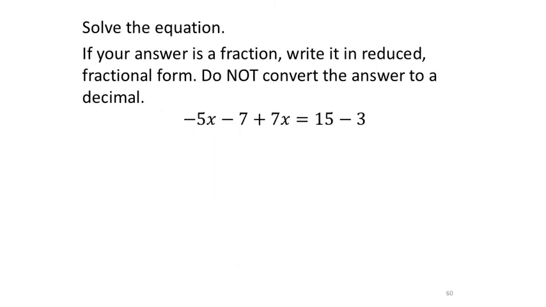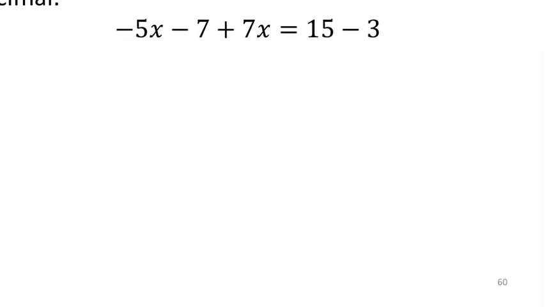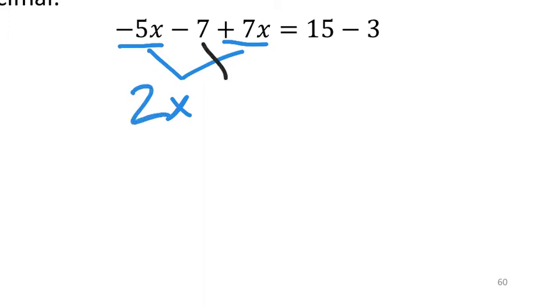All right, here's another problem for us to do. We have some like terms to combine right here, right? Let's make this a little bit bigger, but let's look: we've got negative 5x and positive 7x. Let's combine those together. How many x's would that be? Well, negative 5x and positive 7x, that's going to leave you with 2 positive x's. Then I don't have anything to combine this negative 7 with on this side of the equal sign, so I'm going to keep it that way. However, I now have 15 minus 3, which I can do. 15 minus 3 is 12.